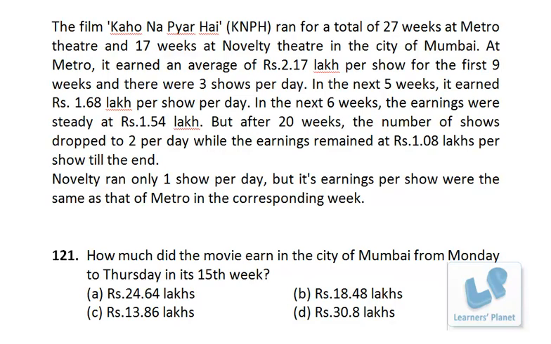The film Kaho Na Pyar Hai ran for a total of 27 weeks at Metro Theatre and 17 weeks at Novelty Theatre in the city of Mumbai. At Metro, it earned an average of rupees 2.17 lakh per show for the first 9 weeks, and there were 3 shows per day. In the next 5 weeks, it earned rupees 1.68 lakh per show per day. In the next 6 weeks, the earnings were steady at rupees 1.54 lakh. But after 20 weeks, the number of shows dropped to 2 per day, and the earning remained at rupees 1.08 lakh per show till the end. Novelty ran only 1 show per day, but its earning per show was the same as that of Metro in the corresponding week. Okay.